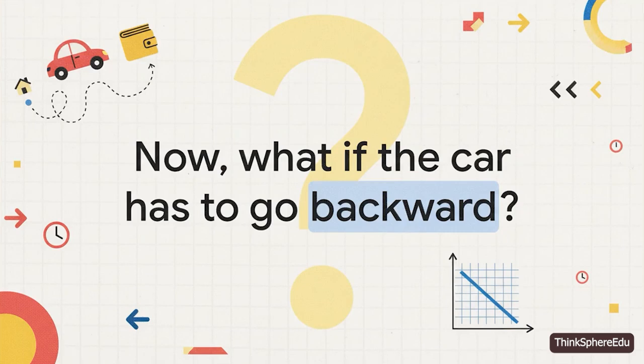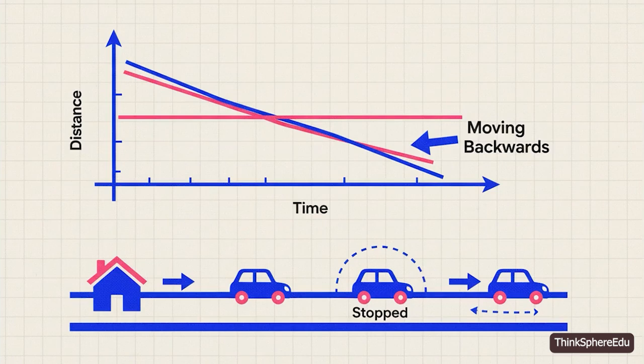All right, new problem. The driver just realized they forgot something and has to turn around. They're heading back to where they started. What do you think happens to the graph now? Well, the line starts sloping down. It's heading back towards the bottom of the graph. This makes perfect sense because the car's distance from its starting point is decreasing. It's getting closer to 0 again. So a downward sloping line shows the object is moving backward.